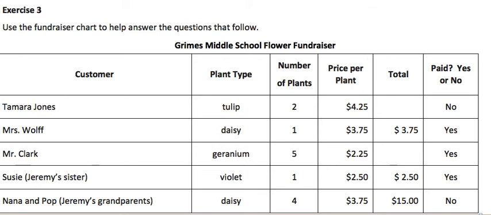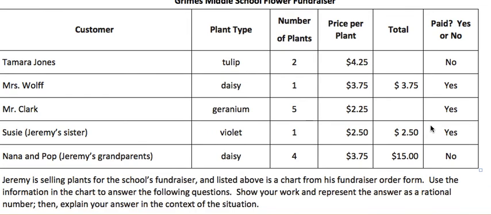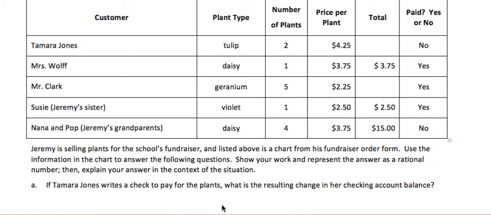Finally, in Exercise 3, we're going to use a fundraiser chart to help answer the questions below. Jeremy is selling plants for the school's fundraiser, and listed above is a chart from his fundraiser order form. We'll use the information in the chart to answer the questions. Show your work and represent the answer as a rational number, then explain your answer in the context of the situation. If Tamara Jones writes a check to pay for the plants, what is the resulting change in her checking account balance?